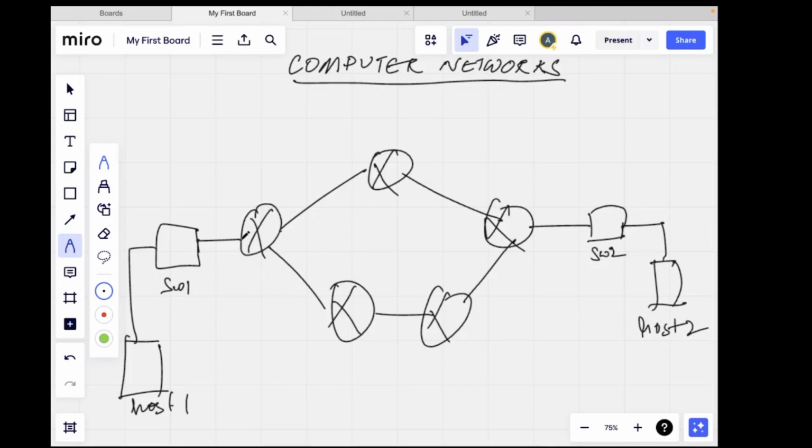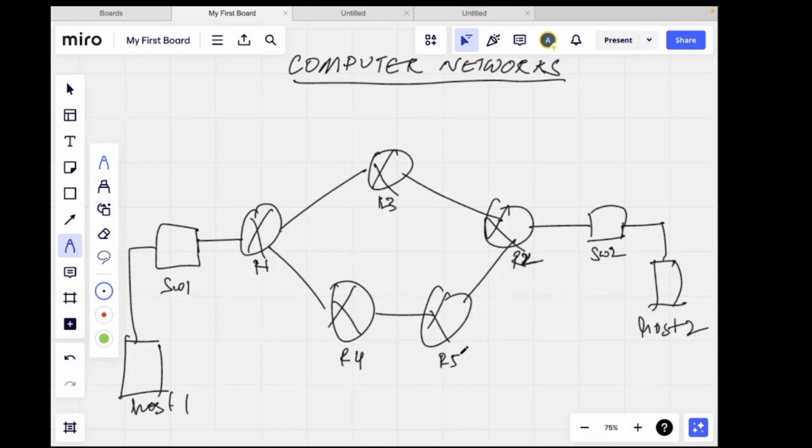Let's call these routers R1 and R2, and the routers in the middle could be named anything. Now R1, R2, let's call these R3, R4, R5. These are basically physical networks which are running on the internet.